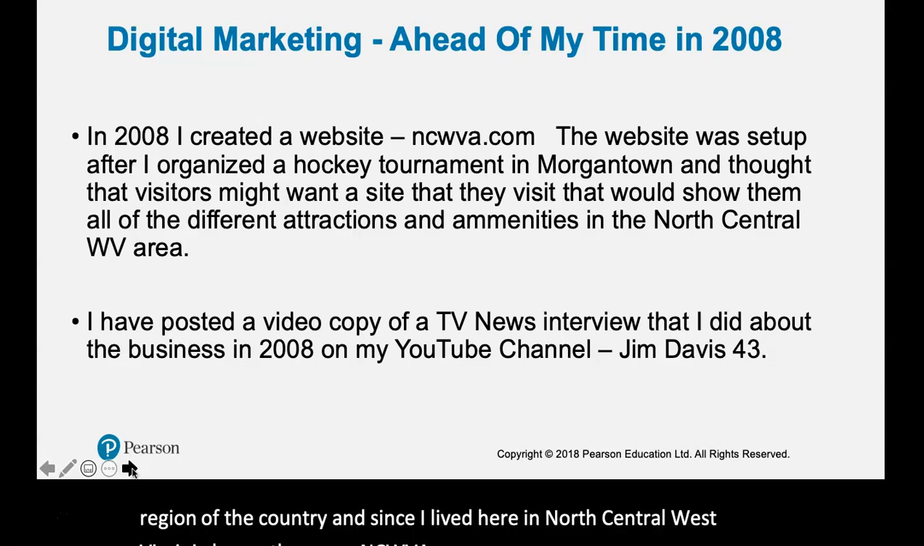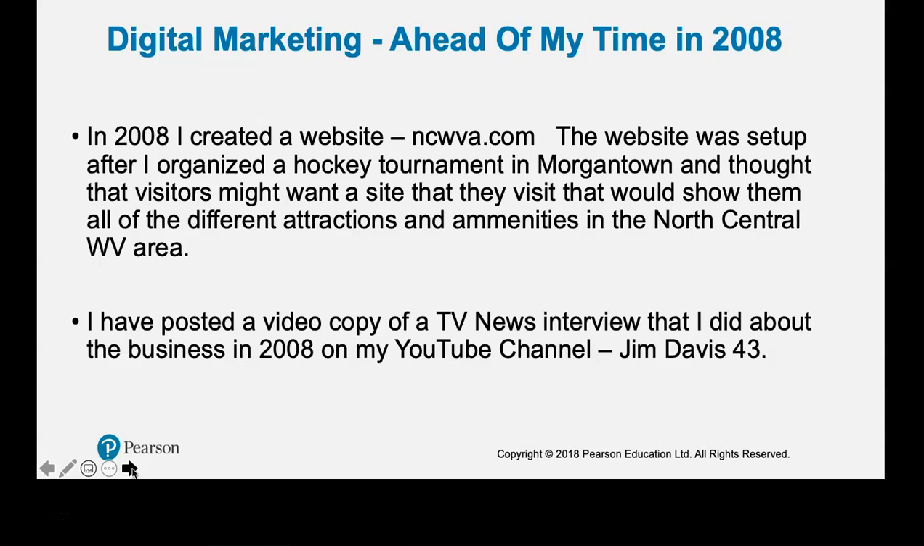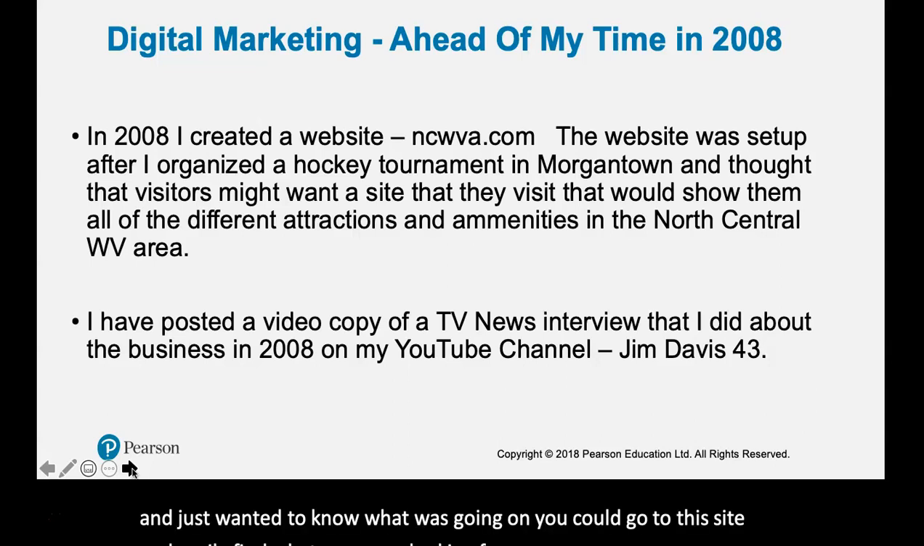And on that website would be advertisements for hotels, restaurants, theaters. There would be a calendar of events that were going on, like sporting events and festivals and so forth. And so if you were going to visit the north central West Virginia area, or even if you lived in the area and just wanted to know what was going on, you could go to the site and easily find what you were looking for. The revenue stream that I was trying to create was selling advertisements for companies that would advertise or have their business on the site.